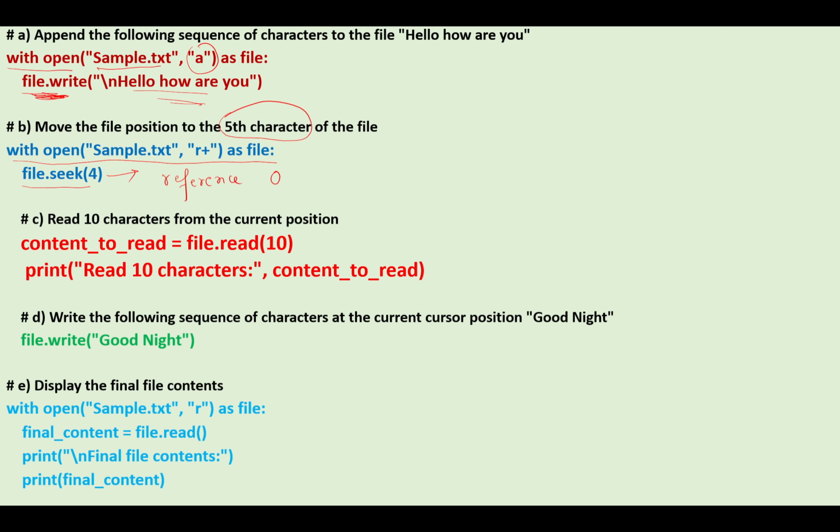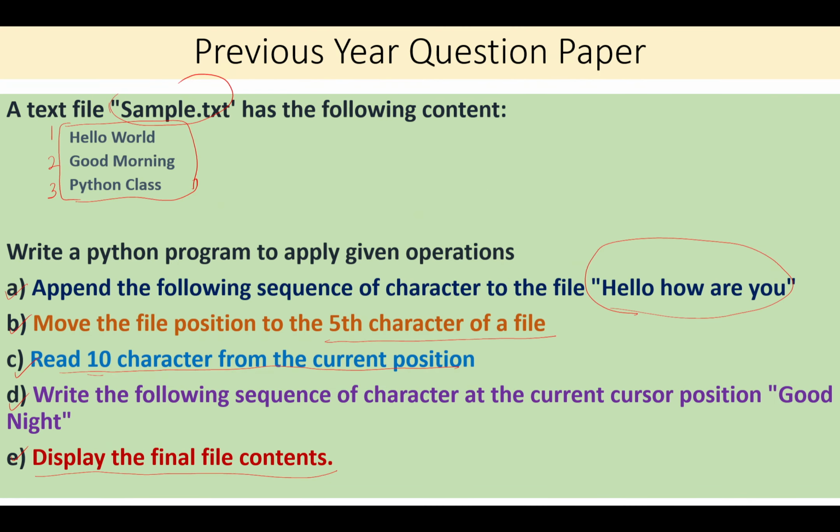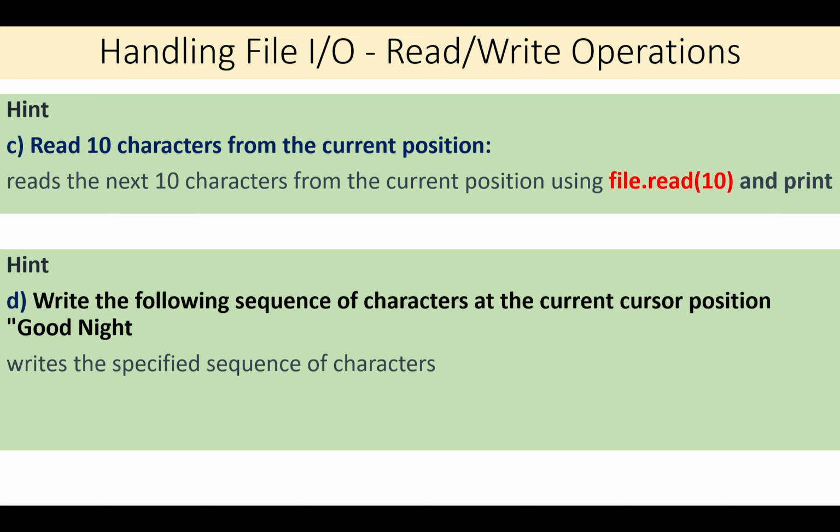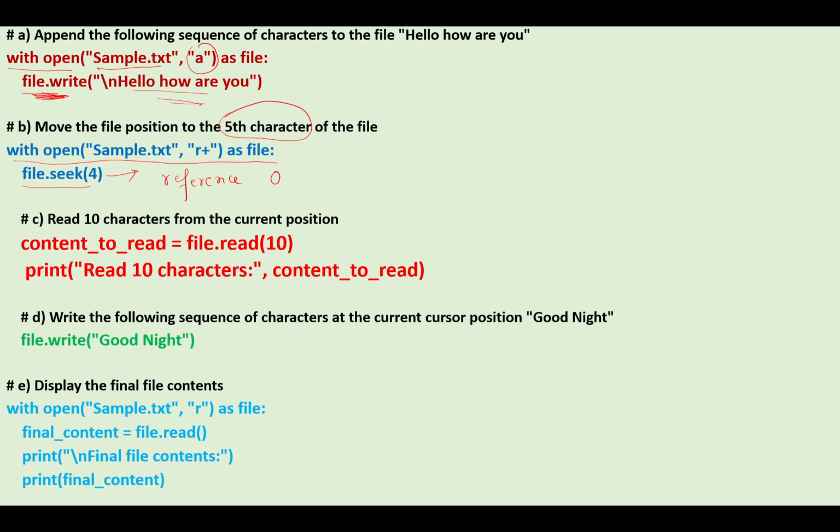Okay, so now the next part is C, read 10 characters from the current position. So how to read 10 characters from the current position? This is a very simple command. We have to read 10 characters, so we write file.read(10). I read only 10 characters from the current position of my cursor. Okay, and after that we have to display. This is only for the display.